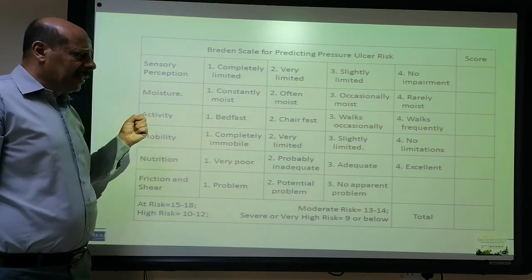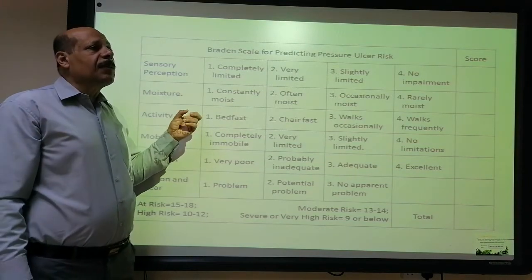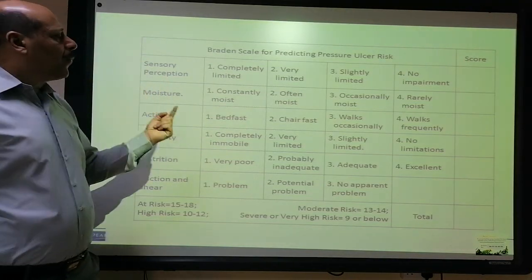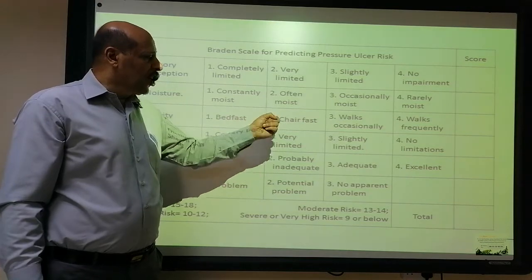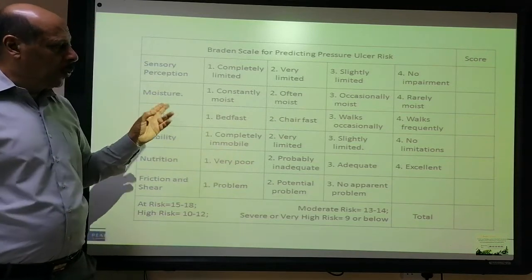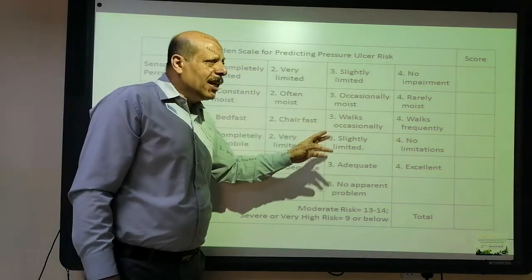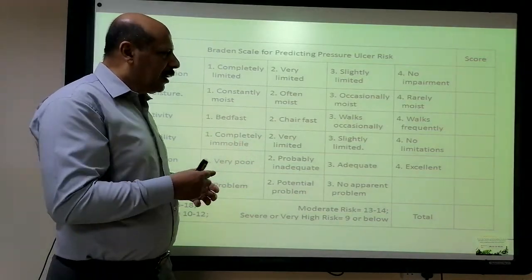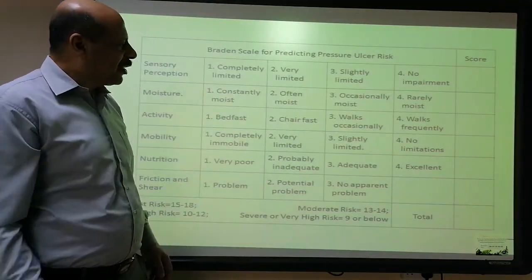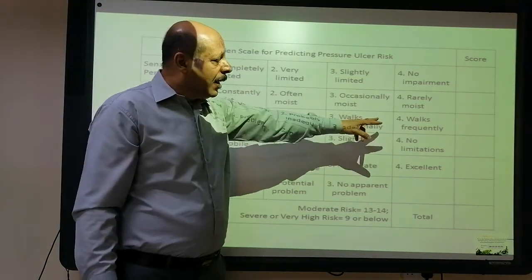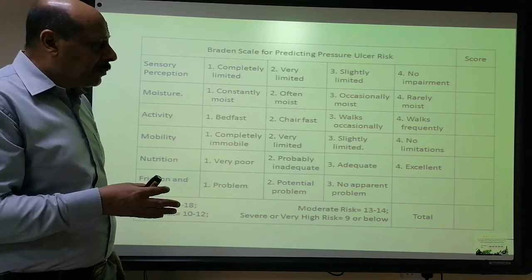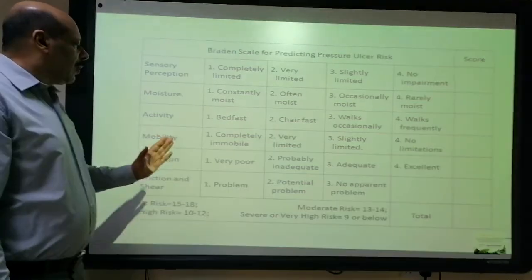About activity, if the client is bedridden and cannot move from the bed, he will get only 1 mark. If he is confined to a chair, he can move from bed to chair, in this case he will get 2. If he can occasionally stand and walk for a short period of time, but he is not that active, in this case he will get 3. If he walks frequently and can go out of bed, in this case he will get 4.